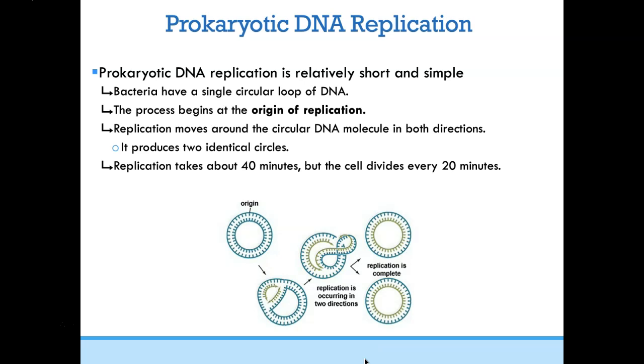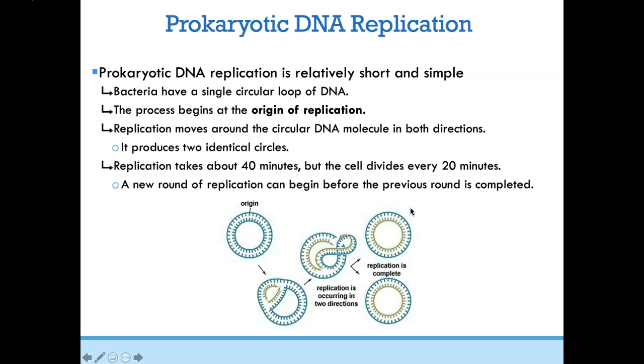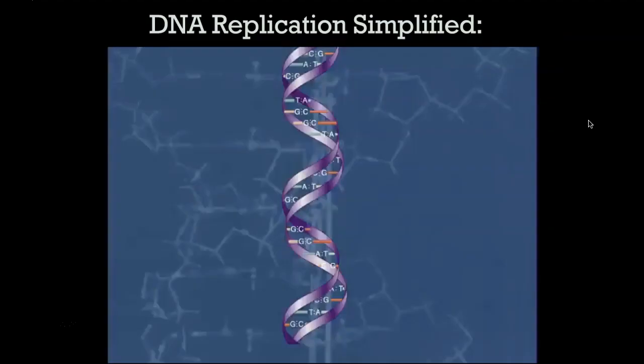Interestingly, the cell only takes 20 minutes to divide, so a new round of replication could begin before the previous round is even completed. So you could have double the replication happening. So it's very quick, so it's relatively simple compared to eukaryotic. So what I'm going to show you now is what eukaryotic DNA replication looks like. This is an overview, so it's not going to give you the details, but this is what we're going to take a look at in the upcoming slides.